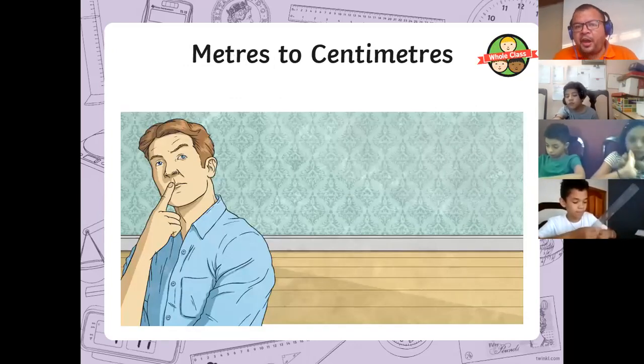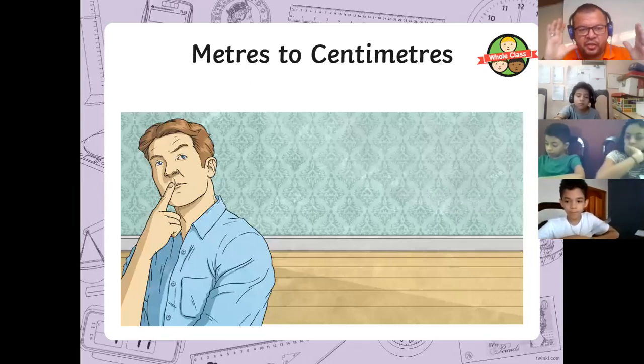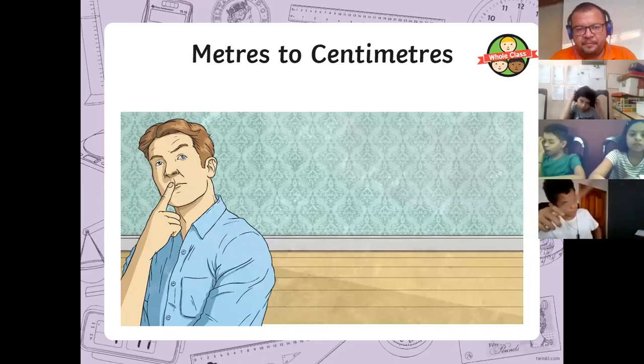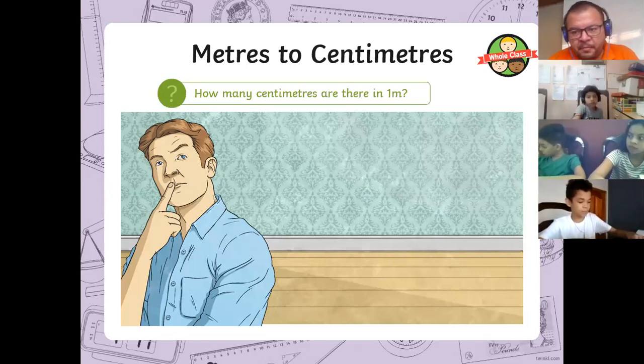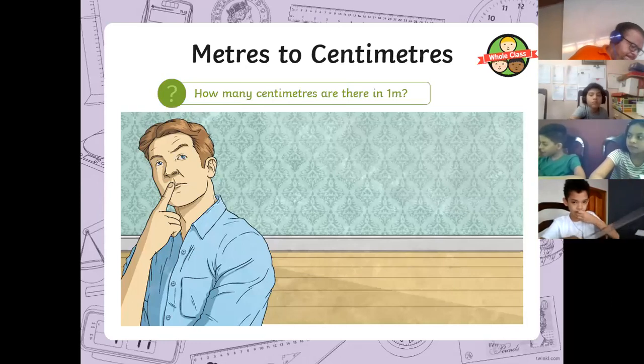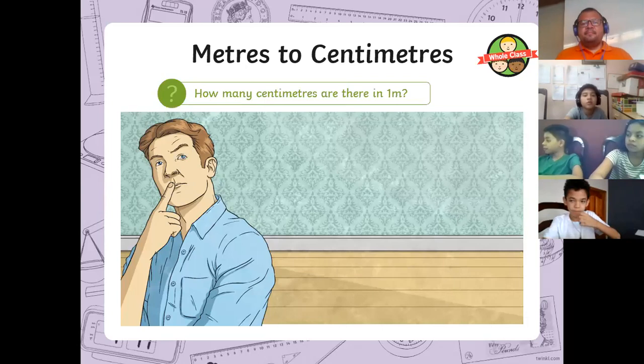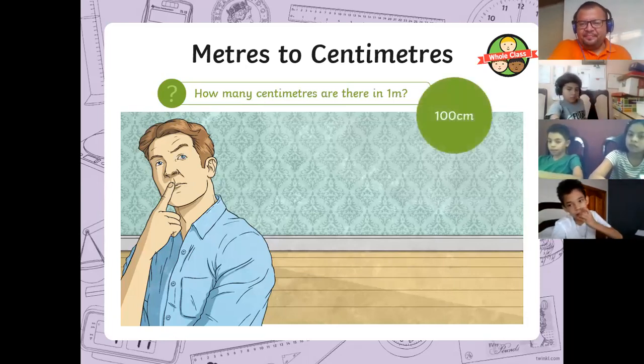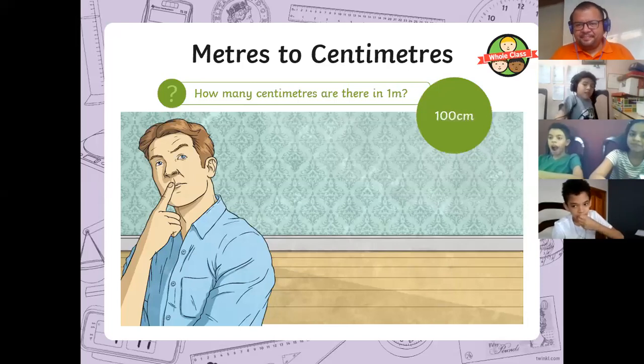Now, we are going to change meters to centimeters. How many centimeters are in 1 meter? How many do you think we have? 100 or 1,000? 100.